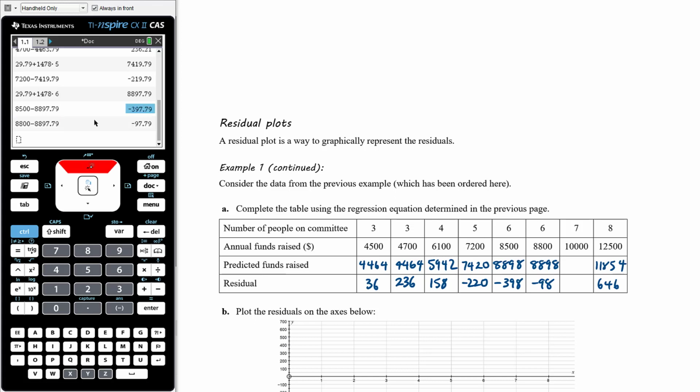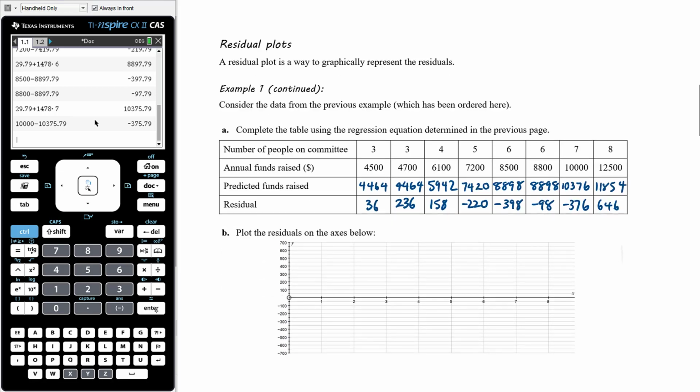Last one, committee of 7 people. So scrolling up here and changing our 6 to a 7, the equation predicts we would raise 10,376. And so the actual, which is 10,000, minus that prediction, is negative 376.